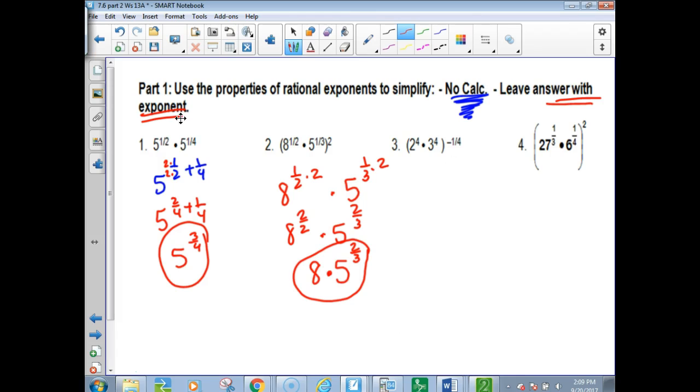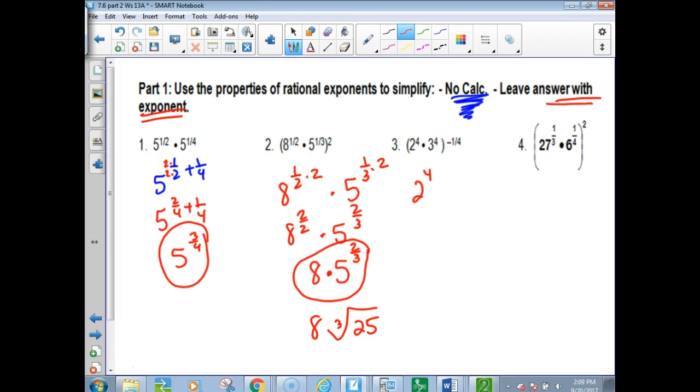Now, it said to leave the answer with an exponent. This could be rewritten another way, but I'm just leaving it with the fractional exponent. Because that does mean 8 times the cube root of 5 squared, or 25. You could have written that. That's actually equivalent to this. But back up here, I circled the one that we were expecting.